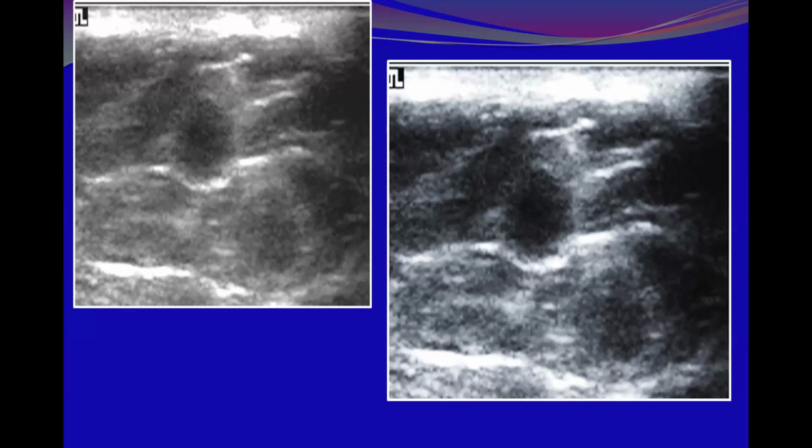Associated with pushing the fascia downward. Okay. So fibroadenoma can give a mass effect. We have seen before benign masses giving just a smooth mass effect.